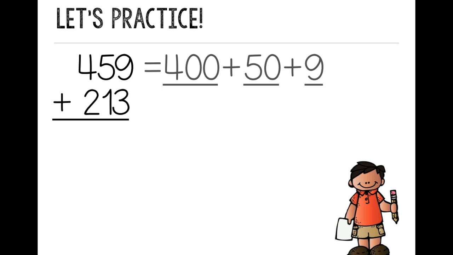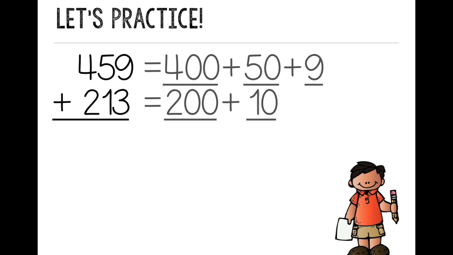My next number is 213. First, I look at the hundreds place. There's a 2. So that means 200. Then I look at my tens place. There's a 1. So that means 10. Then I look at my ones place. I see a 3. So I have 3 ones. So 213 is equal to 200 plus 10 plus 3.